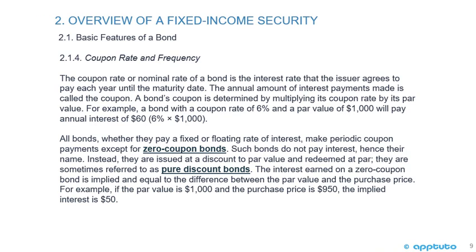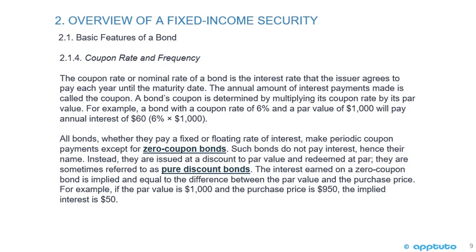Now we're moving on to coupon rate and frequency, talking about the basic features of a bond. The coupon rate, or nominal rate of a bond, is the interest rate that the issuer agrees to pay each year until the maturity date. The annual amount of interest payments made is called the coupon. A bond's coupon is determined by multiplying its coupon rate by its par value. For example, a bond with a coupon rate of 6% and a par value of $1,000 will pay annual interest of $60, 6% times 1,000. If the frequency was semi-annual, that would be $30 every 6 months.